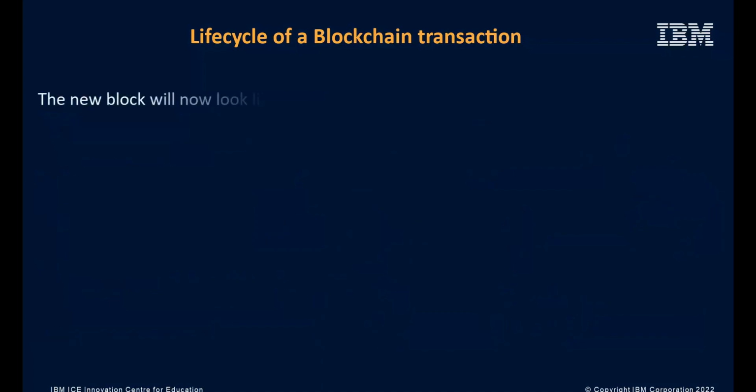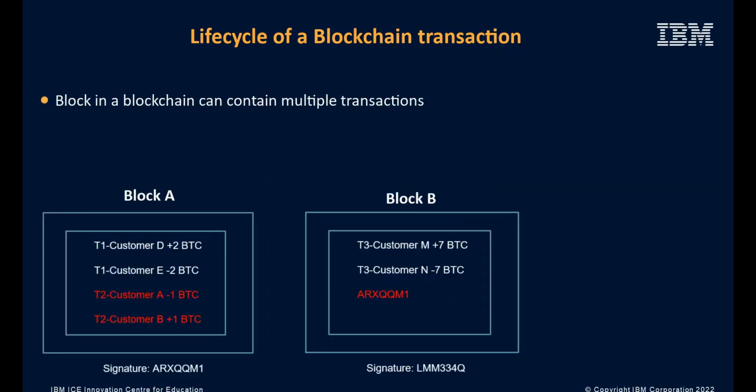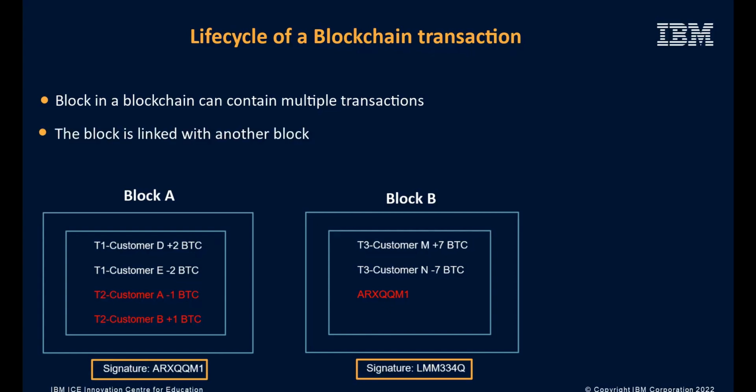The new block on the blockchain after this transaction will look like this. The transaction T2 represents the transaction we have discussed, the transfer of 1 BTC from A to B. Thus, a block in a blockchain can contain multiple transactions. For each block, a unique signature is generated based on the data inside the block. When the block is linked with another block, the signature of A is added as an element based on which the signature of the next block is generated.